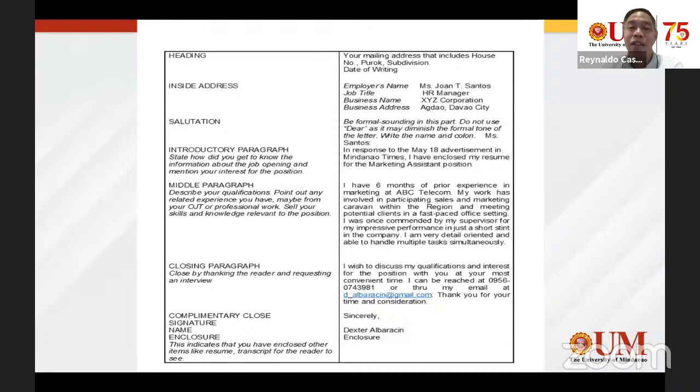But I hope that, if there are things that are not clear to you, then I'll provide some time after my talk for you to raise your questions or things that are not so clear to you. All right? Okay. So I hope that you follow, because we will see whether you understand what I'm talking about with the sample application letter that you are going to submit.